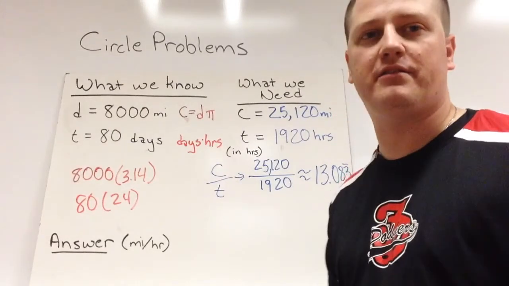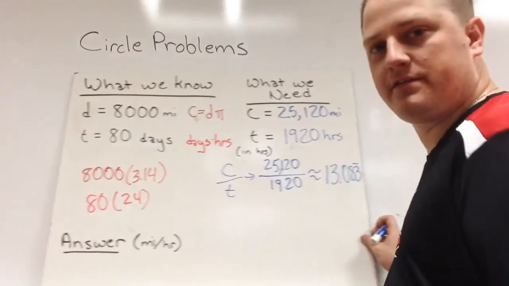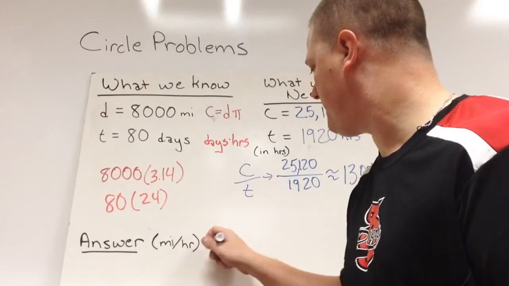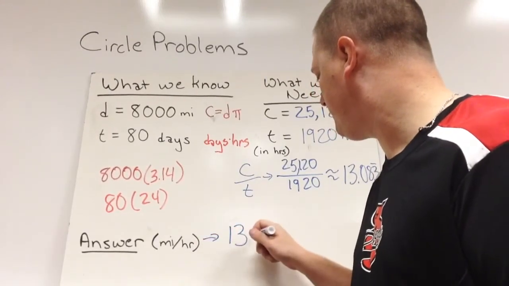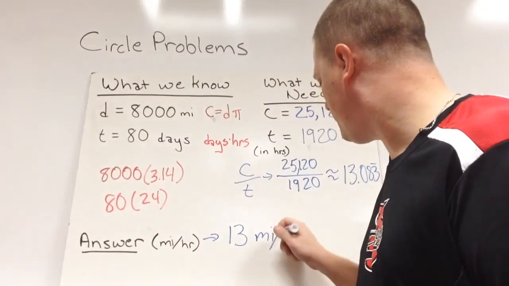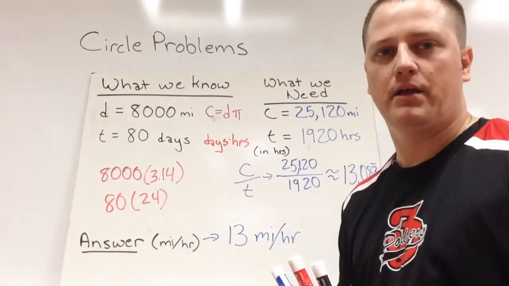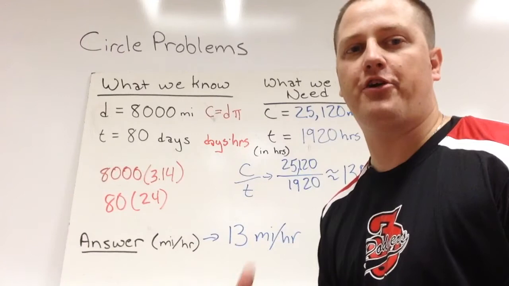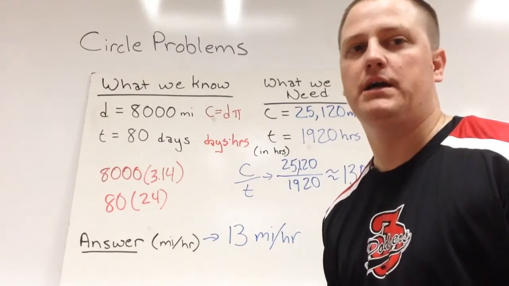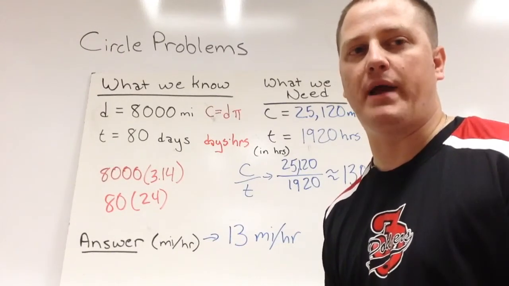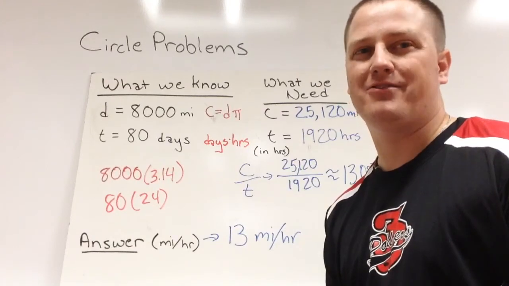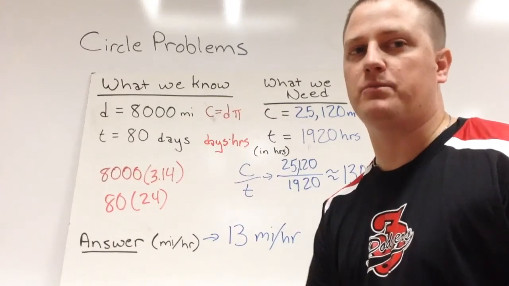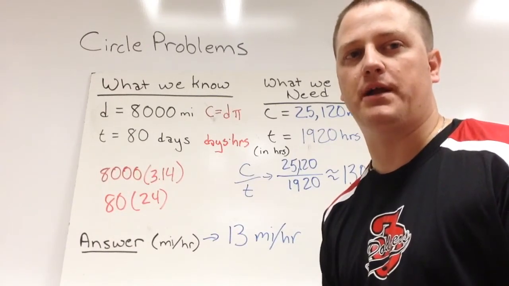So I'm just going to round this to the nearest mile per hour. We're going to say that this is about 13 miles per hour. So Phileas would have to go at about 13 miles per hour to circumnavigate the equator in 80 days. So not really fast, but for a hot air balloon, probably moving pretty good.